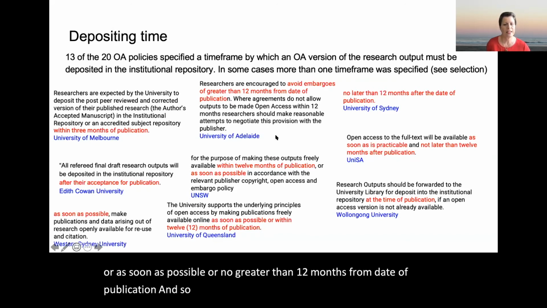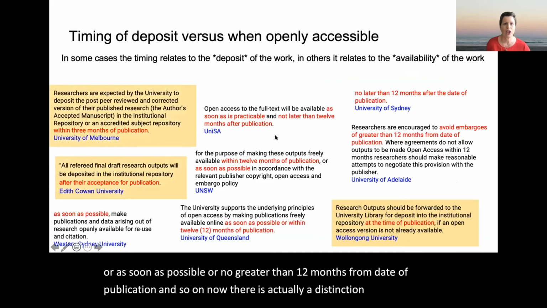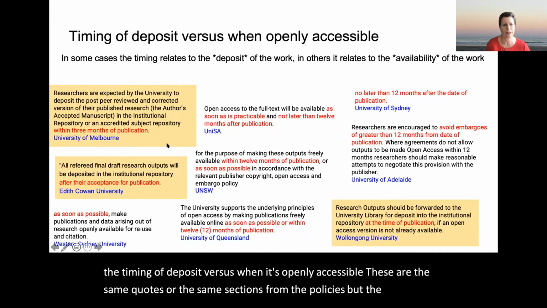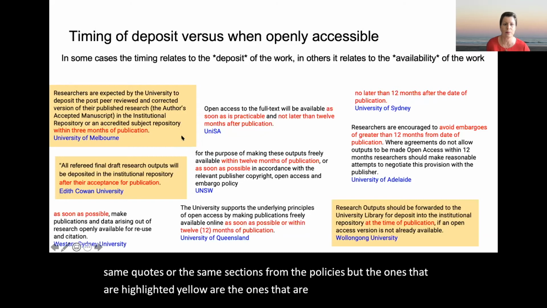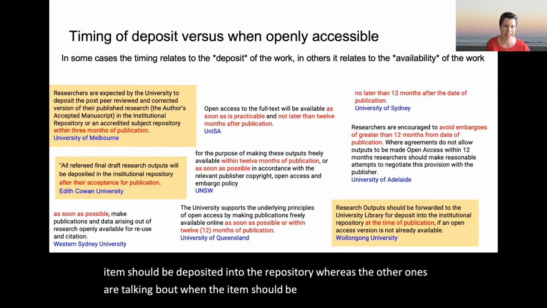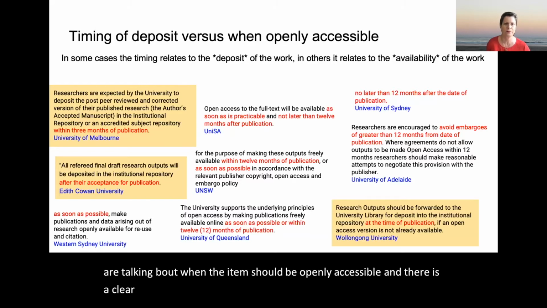Now, there is actually a distinction here between the timing of deposit versus when it's openly accessible. These are the same quotes or the same sections from the policies, but the ones that are highlighted yellow are the ones that are referring to when the item should be deposited into the repository, whereas the other ones are talking about when the item should be openly accessible.